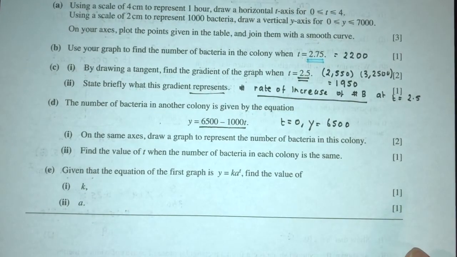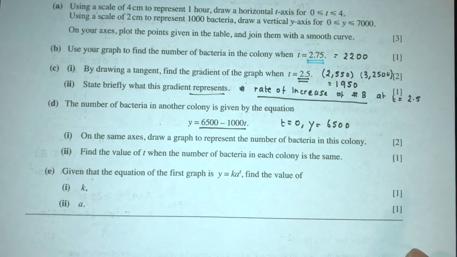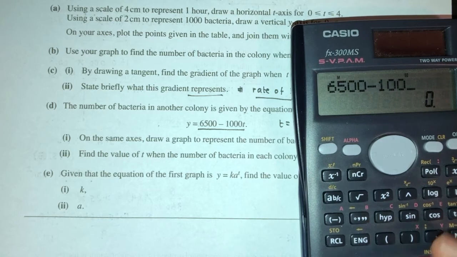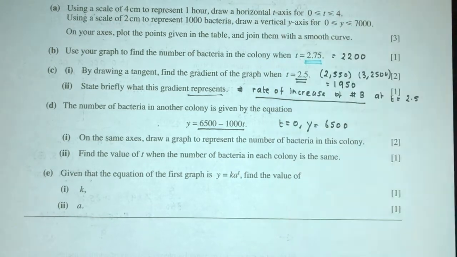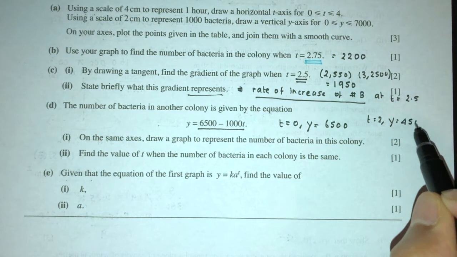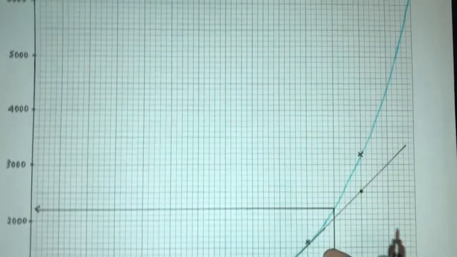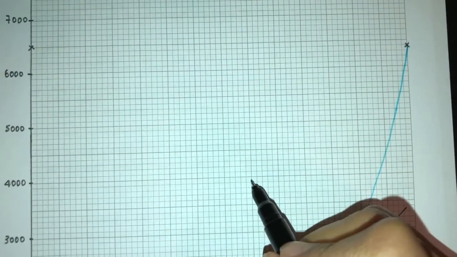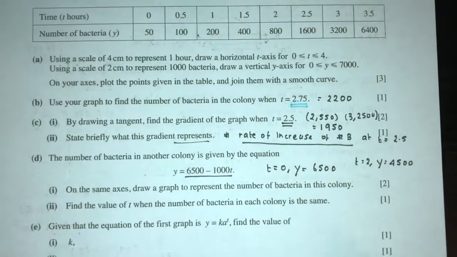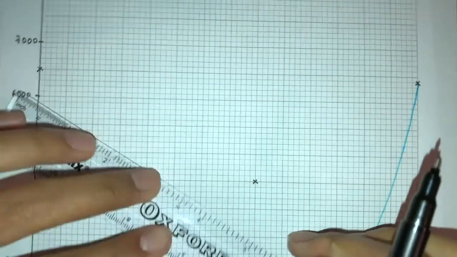That's my first point, and then the other point will be what? Let's try something in between. Let's try the value of 2. So if t is 2, that will be minus 1,000 times 2. That will be 4,500. So let's try that. 2, 4,500 should be somewhere about here. Okay, so that will be the 2 points. We can join these 2 points to form my graph. That will be a straight line.